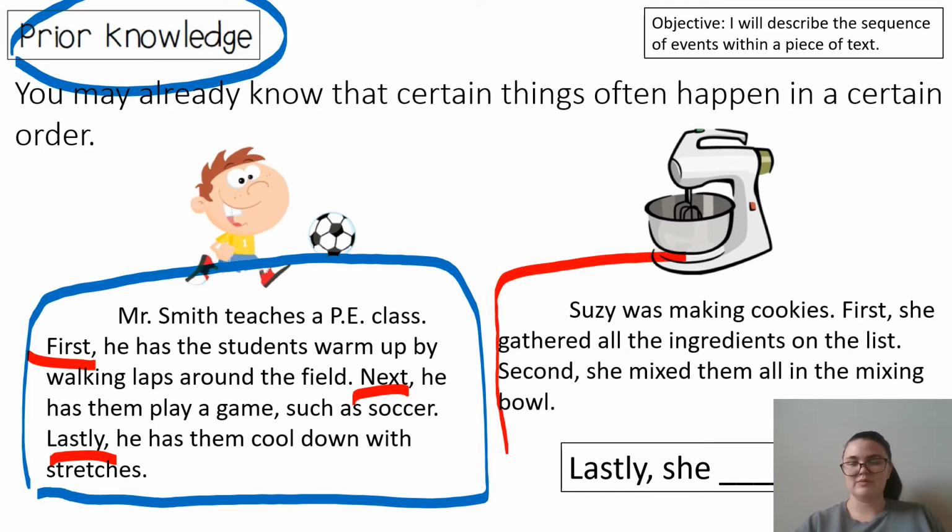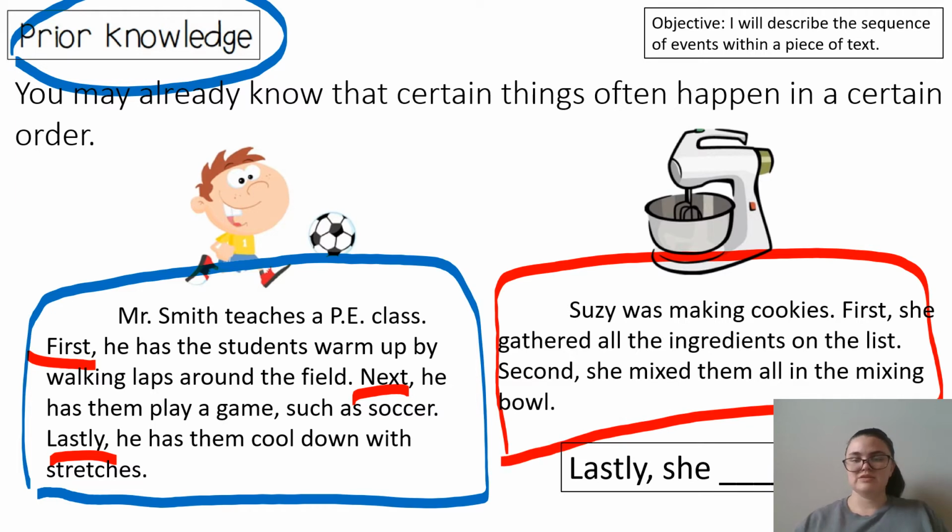Here's our next example. It says, Susie was making cookies. First, she gathered all the ingredients on the list. Second, she mixed them all in the mixing bowl. Can you guys think of what those transition words are from that passage? Go ahead and think about it and write down your answer. What are the transition words that we see? The transition words that you should have found are first and second.